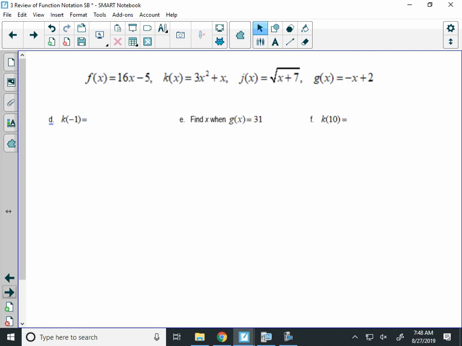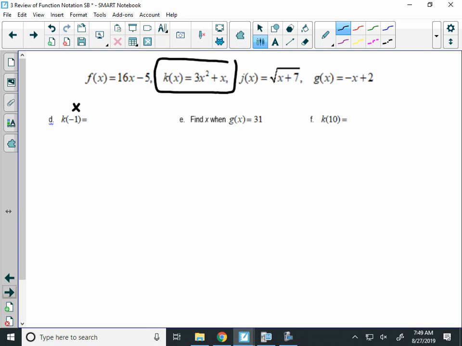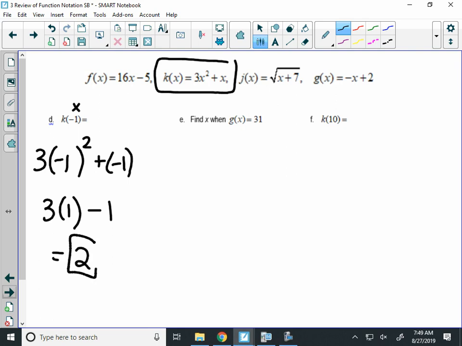All right, k of negative 1. So let's see. K here is using the second function. K of negative 1. Now, negative 1 is in the parentheses, so it's an x value. So I'll take 3. Now, this time, I want to make sure I put negative 1 in parentheses, especially because I'm going to be squaring it, plus the negative 1. All right, negative 1, the quantity squared, is positive 1. So this is really 3 times 1, and then plus a negative is just a minus 1. 3 times 1 is 3, minus 1 equals 2.